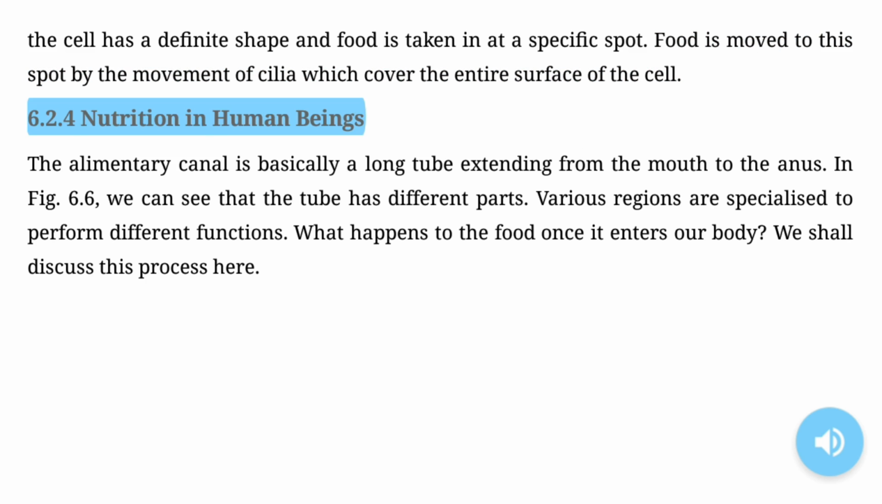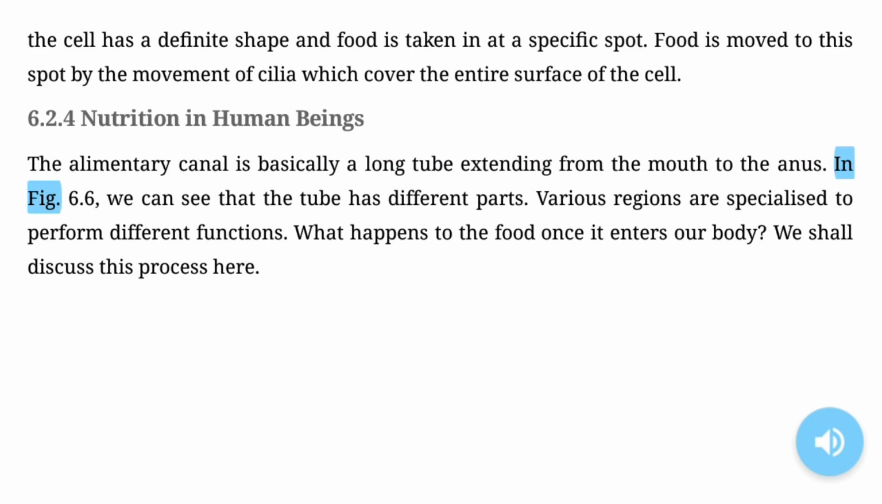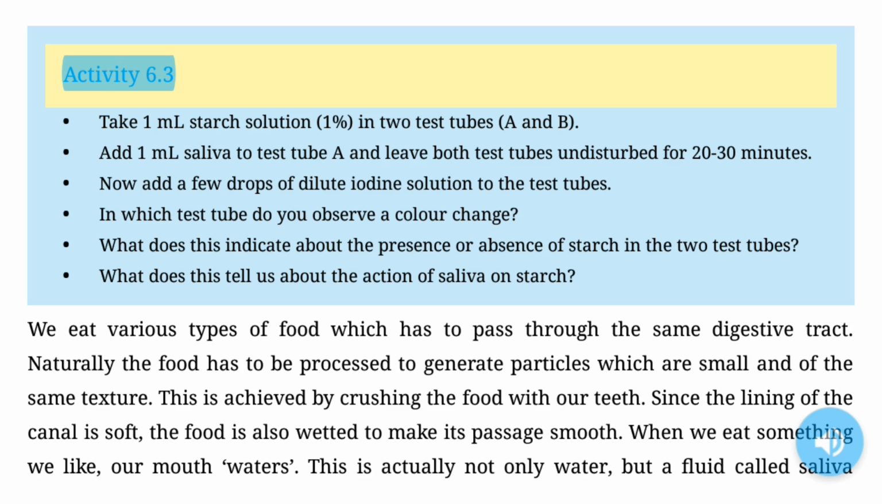6.2.4 Nutrition in human beings. The alimentary canal is basically a long tube extending from the mouth to the anus. In Fig. 6.6, we can see that the tube has different parts. Various regions are specialized to perform different functions. What happens to the food once it enters our body? We shall discuss this process here. Activity 6.3.